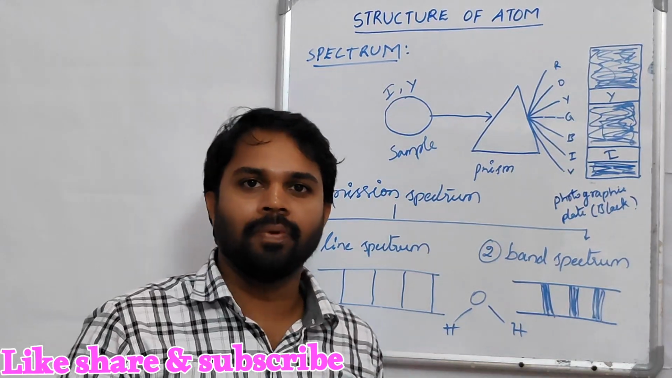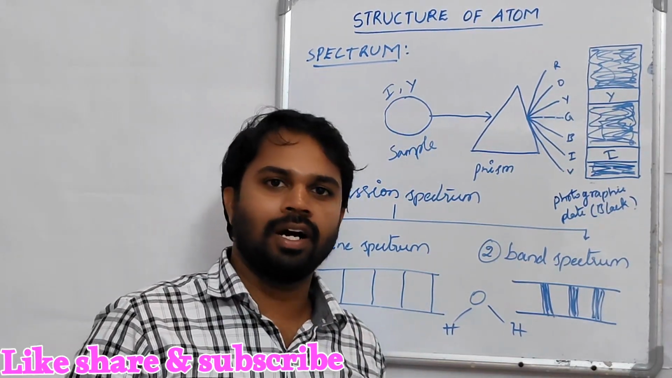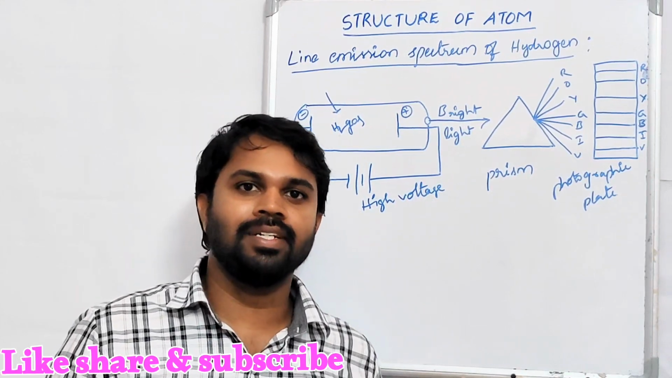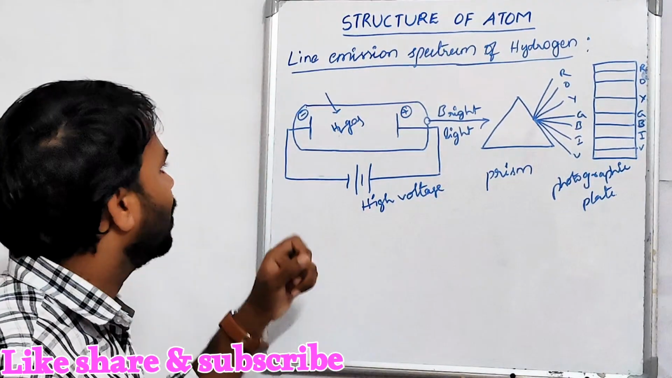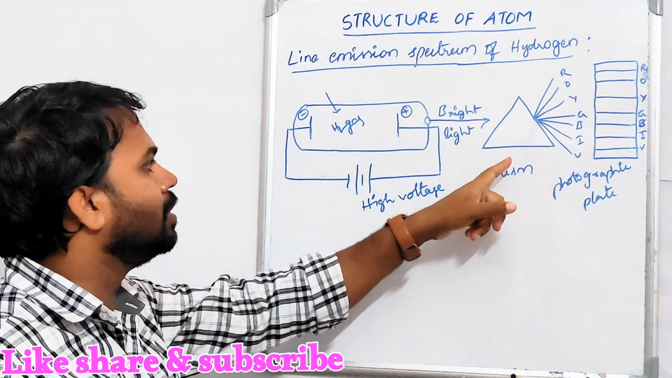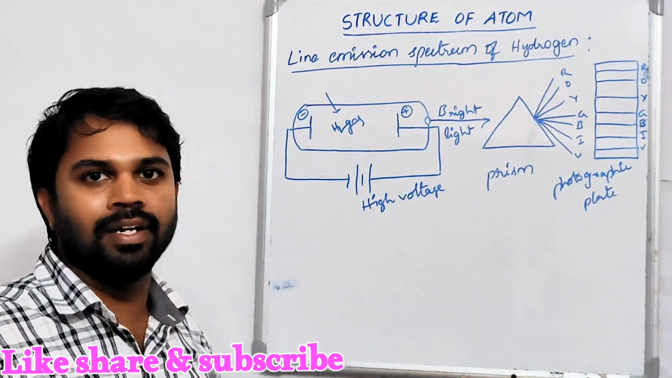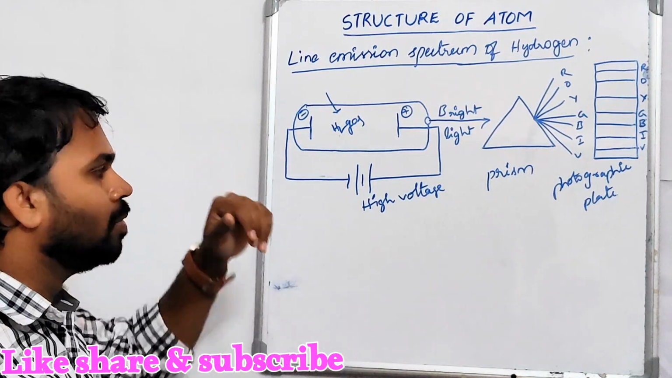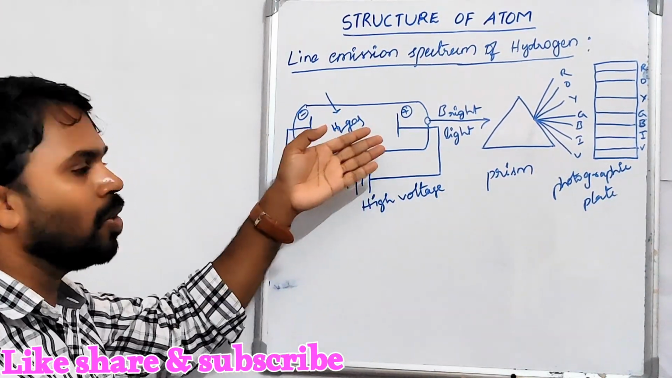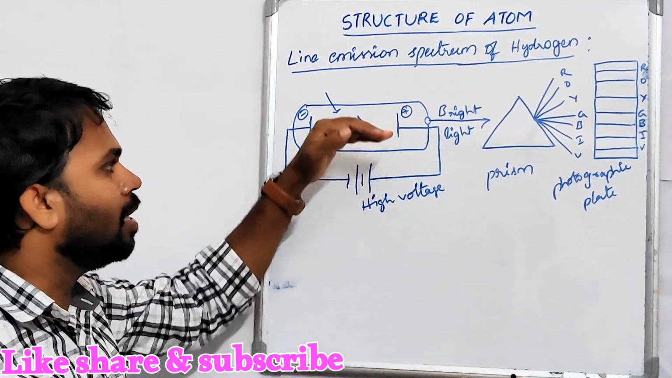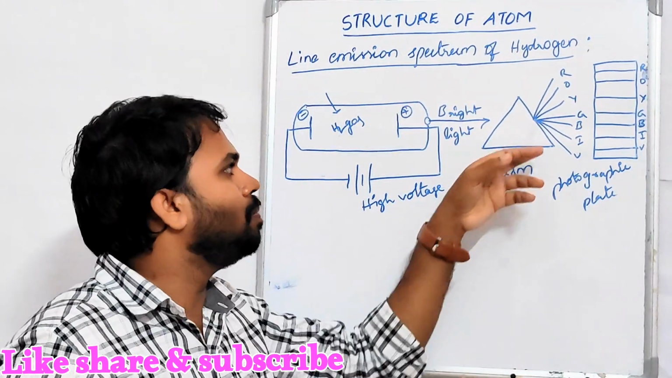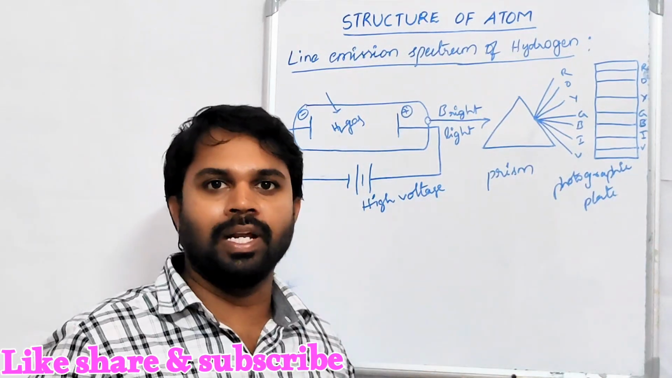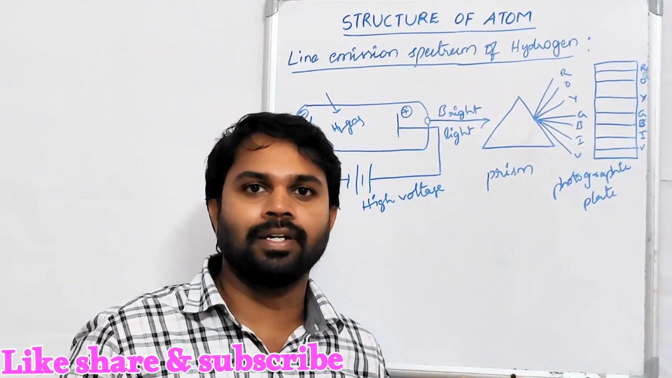Now come to the second topic, the line emission spectrum of hydrogen. Hydrogen has only one electron, so its spectrum is simple. Let's understand the experiment. This is the discharge tube, this is the prism, and this is the photographic plate. When hydrogen gas is subjected to an electric discharge by supplying high voltage, it produces bright light. The light passes through the prism and splits into different colors. These are observed on the photographic plate. This is called the hydrogen spectrum.